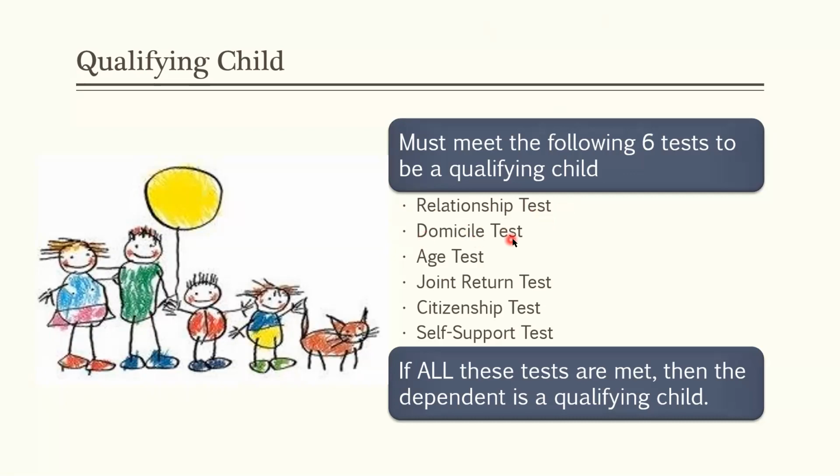The next one is the domicile test. This is where they have to live with you. You have to provide more than half their support to keep them housed. And so as long as you do that, you pass this test.